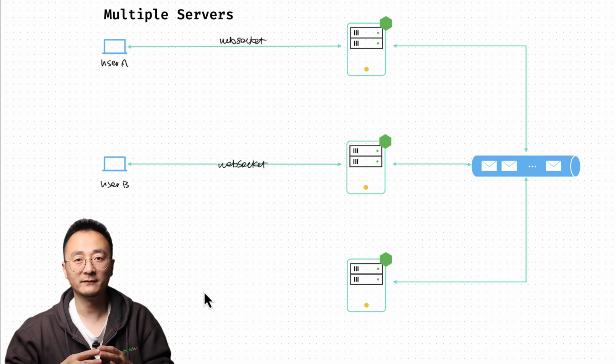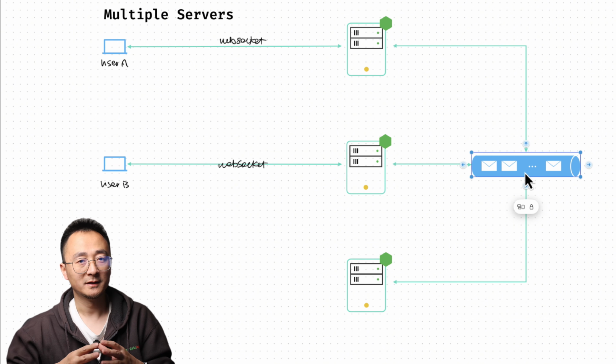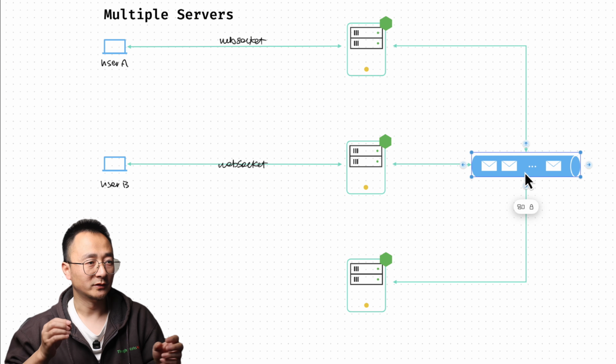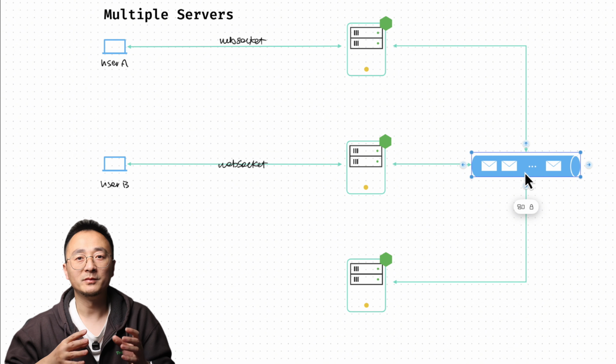But that also has its own challenges. The message queue itself will be a single point of failure, and you will need to handle the scale of this message queue itself. But that will be beyond our discussion in this video.